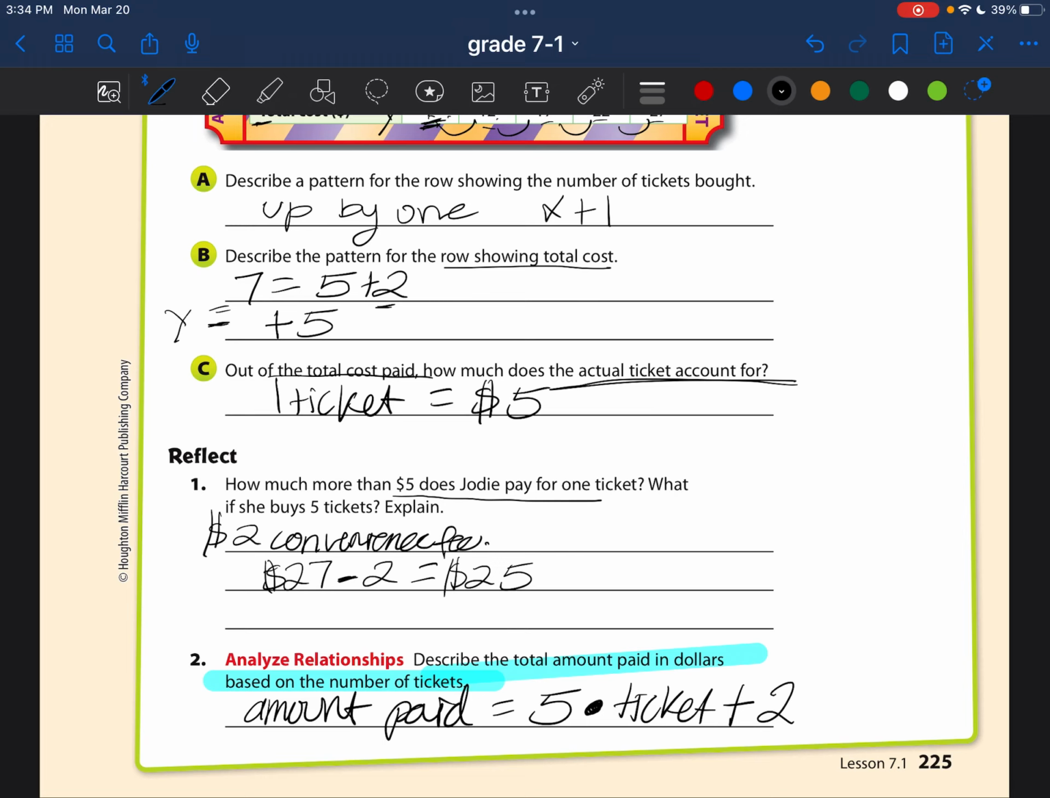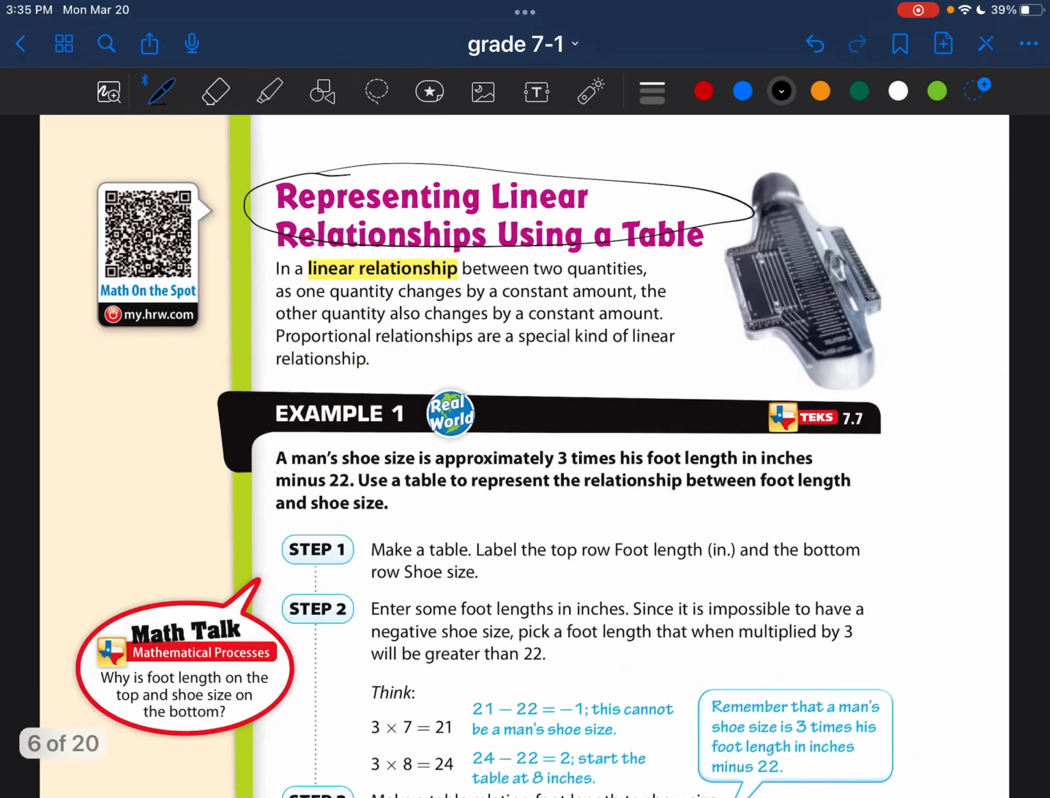All right. So next we're going to go on to page 226. I'm going to give you just a moment to go ahead and read that part that I've already circled. Read all of that all the way up here. I'm going to give you about 10 seconds. Independently and silently, please read that first part.